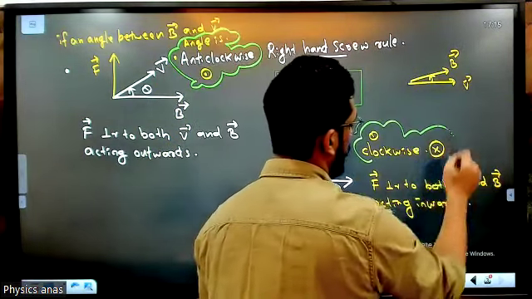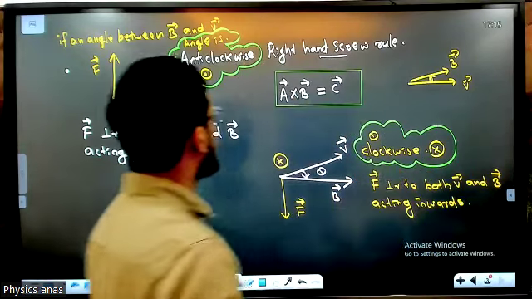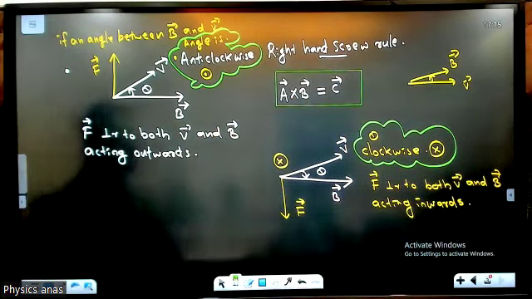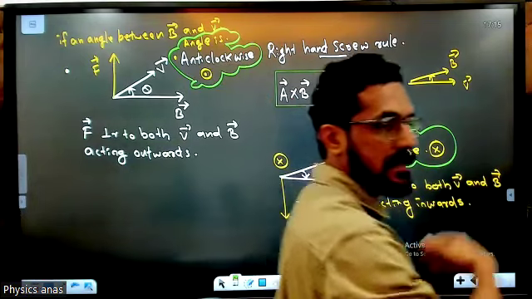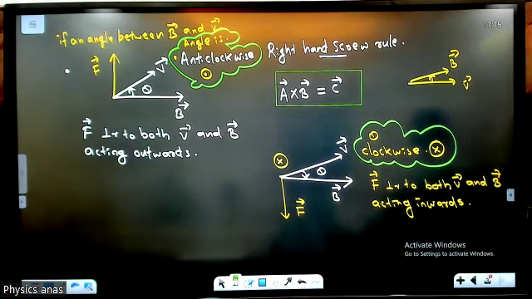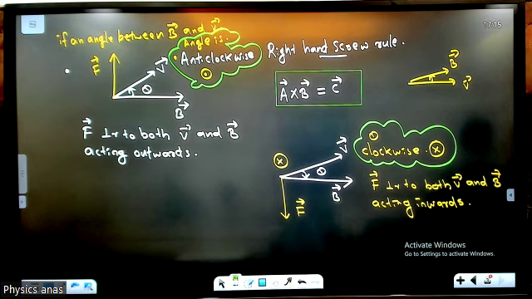If the angle is anti-clockwise, then the resultant force will be acting outwards. If it is clockwise, it will be acting inwards.